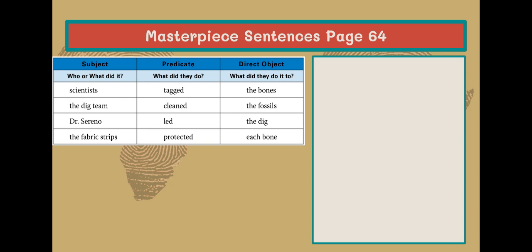Let's look at our instructions on page 64. Use the information in the chart to build 4 sentences. Remember to use capital letters and punctuation marks for each sentence. Let's look at number 1. Scientists tagged the bones.